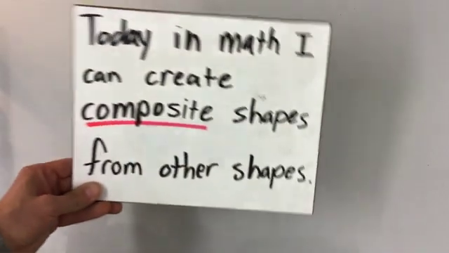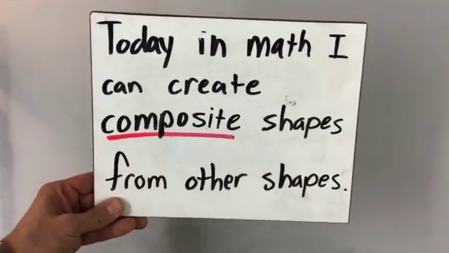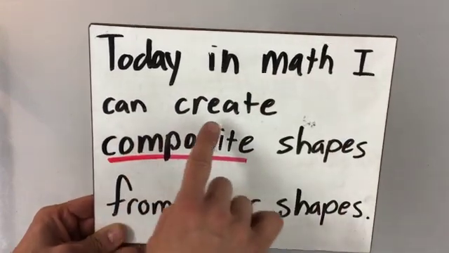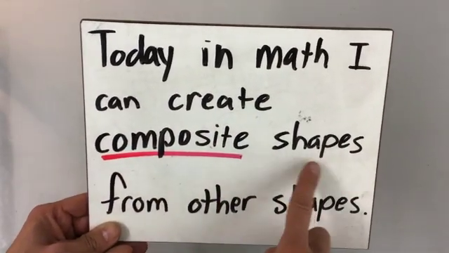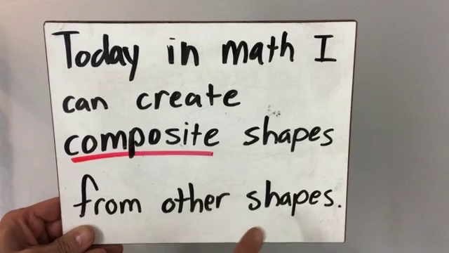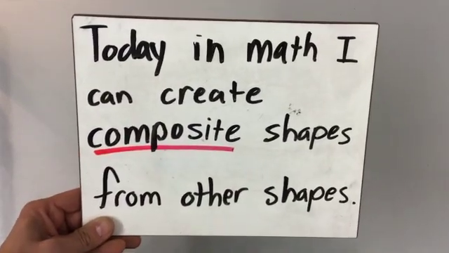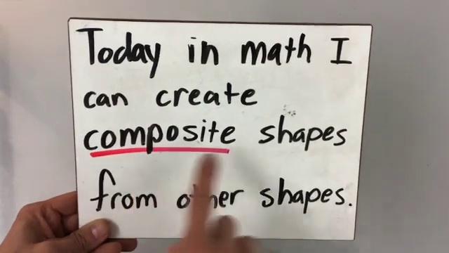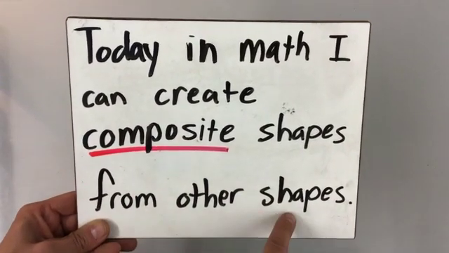We're talking about shapes again today, and today we're going to be making shapes from other shapes. We'll be making composite shapes. So I have our I can statement here. Today in math, I can create composite shapes from other shapes. Let's do it all together. Today in math, I can create composite shapes from other shapes.